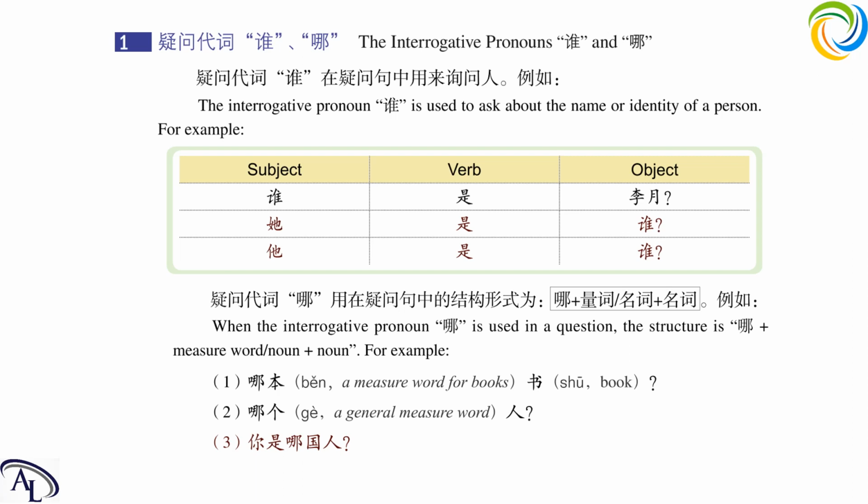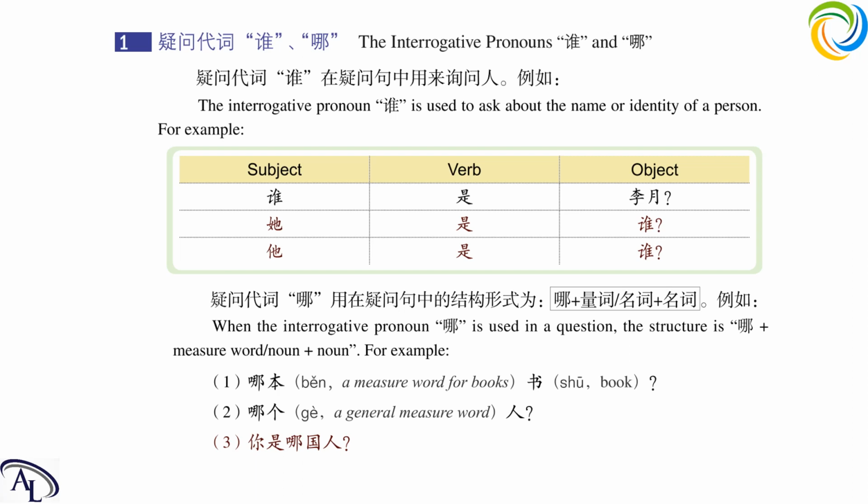Okay, last one. 你是哪国人? Now let's just ignore 你是. We just see 哪国人 here. 哪 means which. 国 here is a noun, which means country, nation. And another noun is 人. 哪国人 means which country's person. And when I put 你是 before it, then the sentence becomes "Where are you from?" Okay, this is the interrogative 哪.